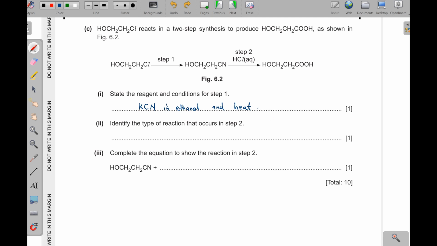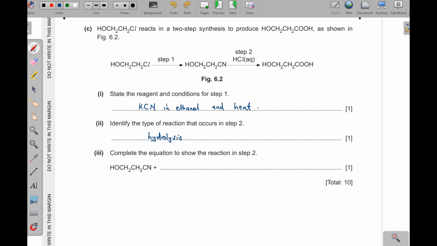Next, identify the type of reaction that occurs in step 2. This one here is hydrolysis. And when you hydrolyze this one, the nitrogen, when it gets off from here, where does it go? You get an ammonium salt here. So if it is HCl, then you get ammonium chloride. Very important. Roman 3, complete the equation to show the reaction in step 2.